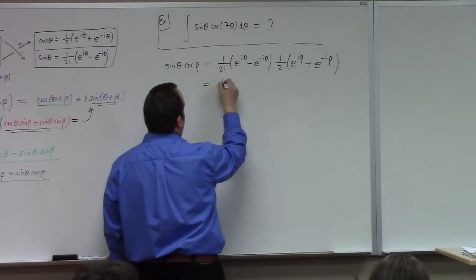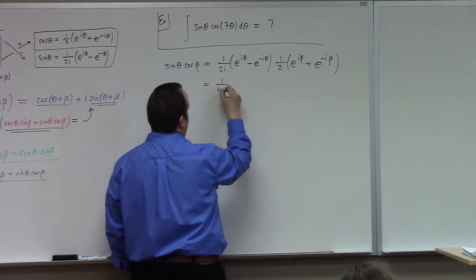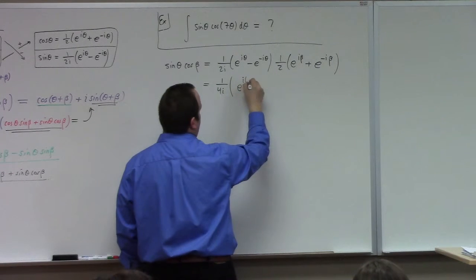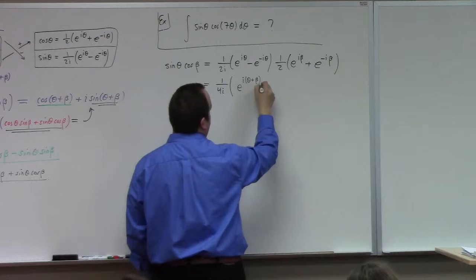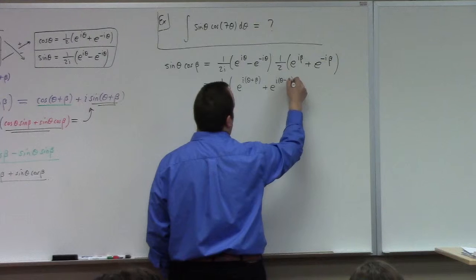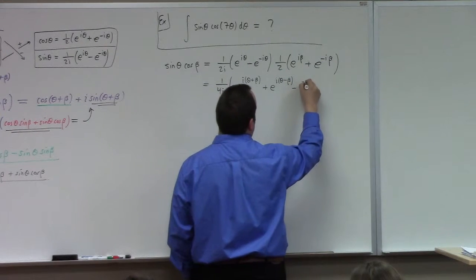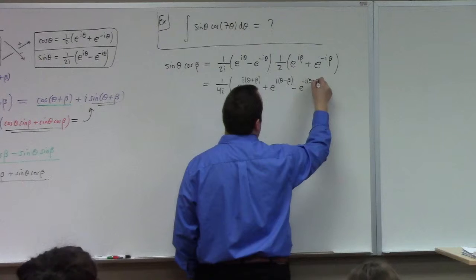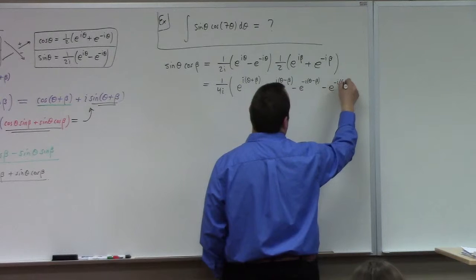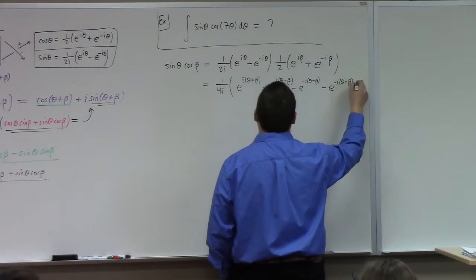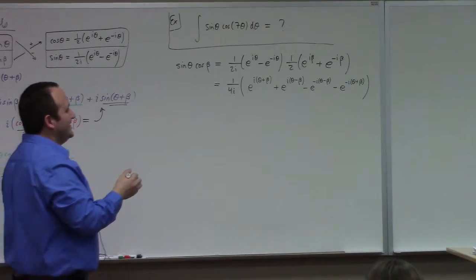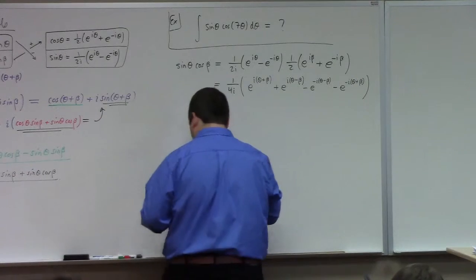This is 1 over 4i, right? And what happens when you multiply these out? You get e to the I, what? We get theta plus beta, plus e to the I theta minus beta, minus e to the minus I theta minus beta, minus e to the minus I theta plus beta. Now I've written the exponents in a rather self-serving fashion, so do you agree? Let me try to illustrate where those are coming from.